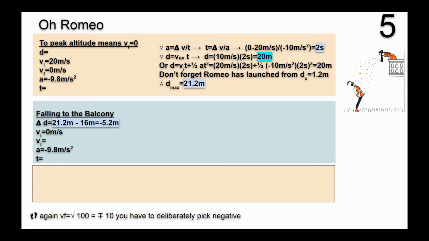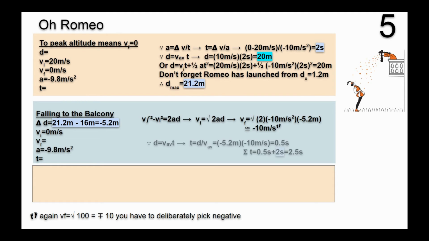Now the stone falls to the balcony. And falling to the balcony, it has to fall from 21.2 meters to the 16 meters in altitude, which is a minus 5.2 meters starting from 0. This would give us a final speed of 10 meters per second down. Once again, the square root would have told us it was positive 10 meters per second. You have to choose the negative root to make it make sense.